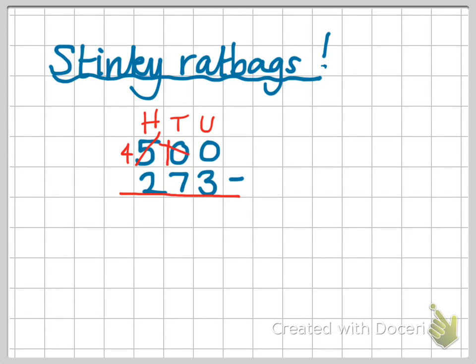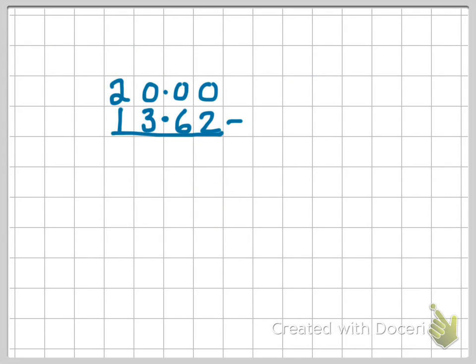Now we take one of those tens away, so we've got 9 left, and we exchange that 10 for 10 units. Now that's the hard bit done. This is the easy bit. 10 take away 3 is 7. 9 take away 7 is 2. And 4 take away 2 is 2. Challenging to set up, but once all of that exchanging's been done, the actual taking away is quite easy.